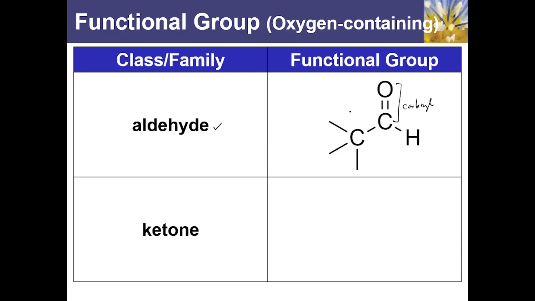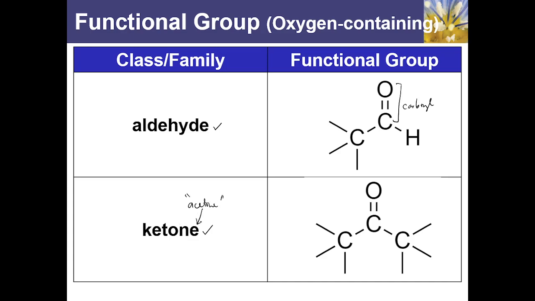Imagine that instead of hydrogen here, you have another carbon. The structure will look like this: you have a carbonyl group in between carbons. This is what you call your ketone. I don't know if you're familiar with that substance, but you're actually using a very well-known ketone in your house, and that is your acetone. So acetone is one of the members of your ketone family.